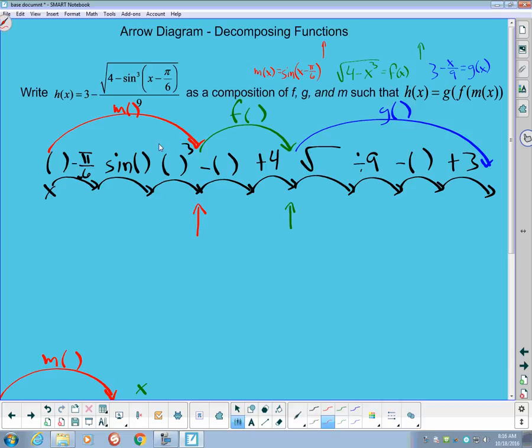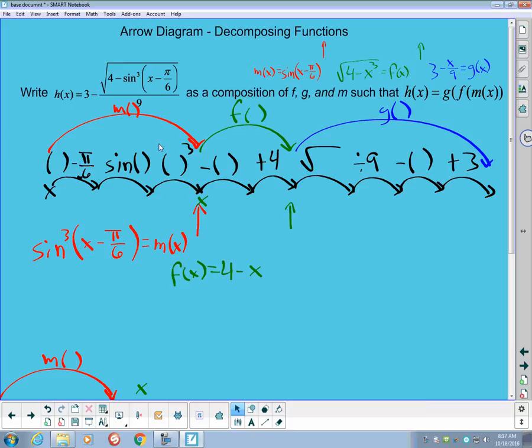So what does m look like? Well, we start here with the x, and we get x minus pi over 6, and take the sine of that, and then cube it. So that's our m of x. We start with the green one. We locate an x in there again. This time we have negative x and we add 4. So this is our f of x, is 4 minus x.